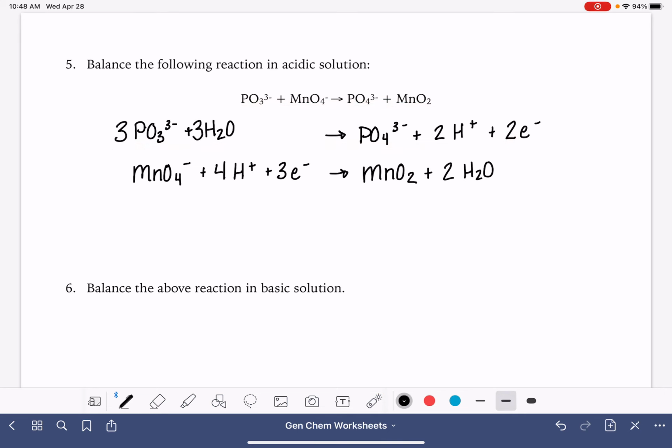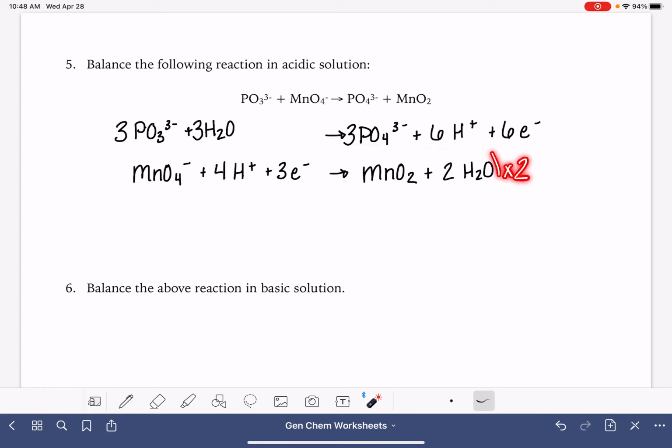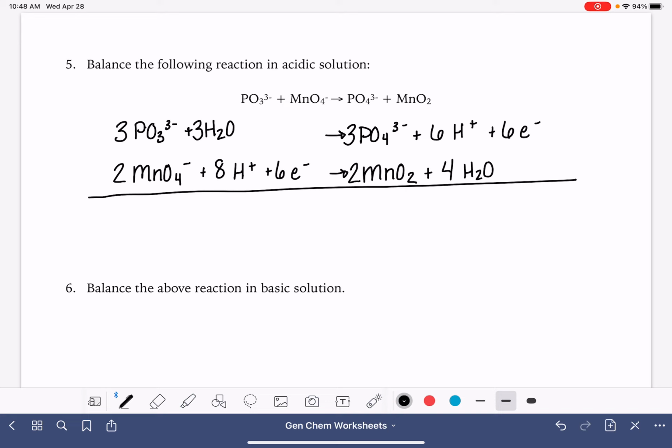1 times 3 is 3, 1 times 3 is 3, 2 times 3 is 6, and 2 times 3 is 6. For this one down here, we need 6 electrons, so for this one, we're going to multiply everything by 2. 1 times 2 is 2, 4 times 2 is 8, 3 times 2 is 6, 1 times 2 is 2, 2 times 2 is 4. Now we're ready to combine.